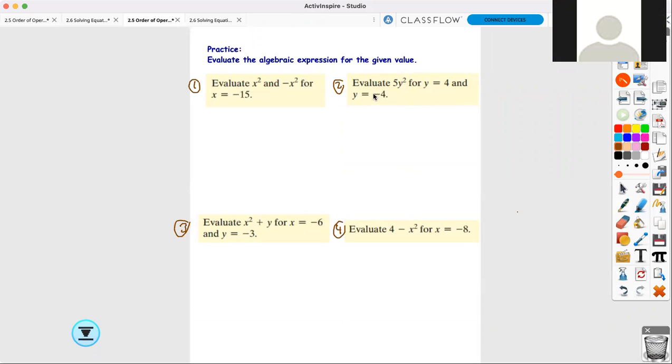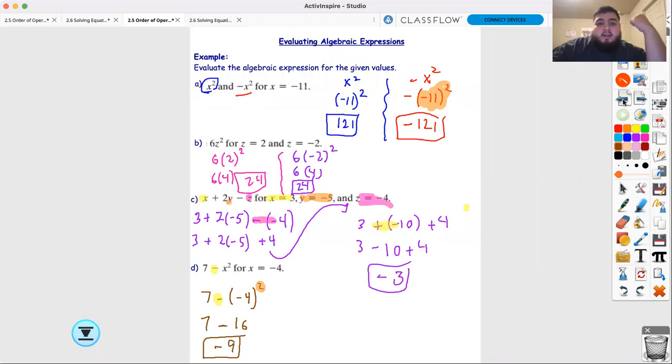Hey, sir, for one and two, are they both positive numbers? Because I got the same answer. You mean the two answers for number one, you're asking if they're both positive? Is that your question? Yeah. I don't know if I'm doing it right, but number one, I got 225 for both of them. Yeah, me too. So 225 is correct for one of them, but the other one should not be 225 or positive. Look, it's just like example A.